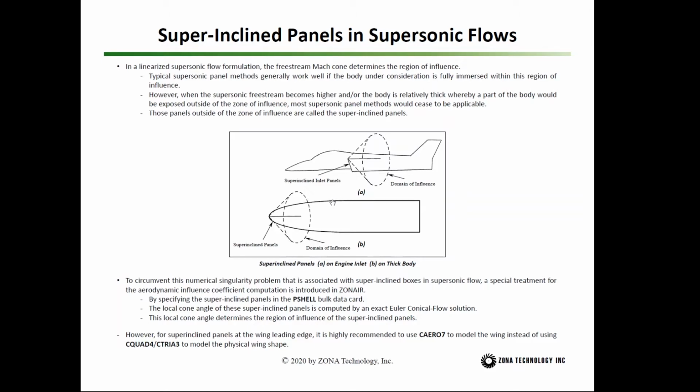However, if you have a body with a round leading edge, then you can encounter the super-inclined panel on the nose of the body. In this case, you can use the BODY7 card. Inside the BODY7 card, you can specify the radius of the nose of the body, and then we will use the exact Euler solution to replace the ZONAIR computed solution around the round leading edge of the body.